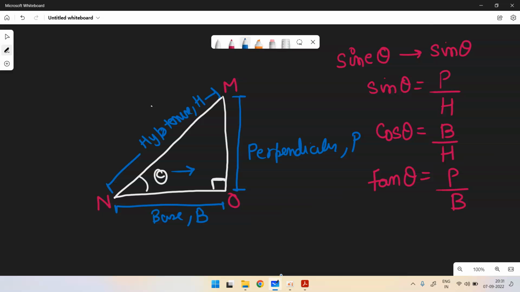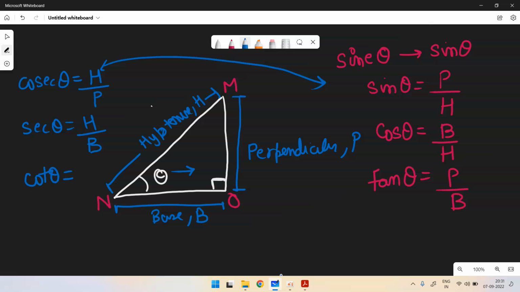And if you see the converse of it, that is cosecant theta is hypotenuse upon perpendicular. You can see that this is the inverse of this, and secant theta equals hypotenuse upon base, and cot theta, this is inverse of this, is base by perpendicular, which is the inverse of this.